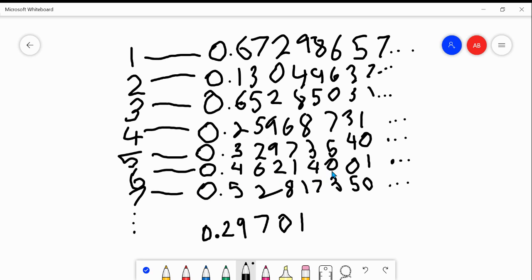And the sixth digit here is 0, so I'll make this an 8. And the seventh digit of the seventh number is a 5, so I'll write a 4. And you guys get the point. The eighth digit of the eighth number is that dot, dot, dot.